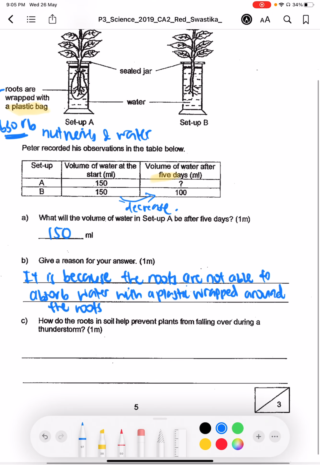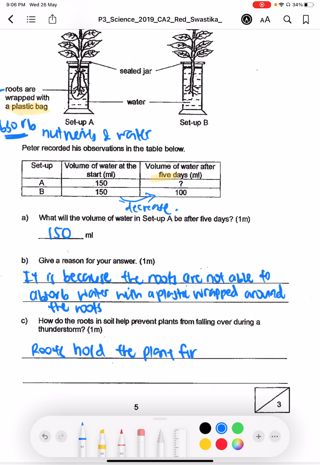How do the roots in soil help prevent plants from falling over during a thunderstorm? So, roots in soil. So what is the function of the roots again, other than to absorb the nutrients and water from the ground? It is actually to also hold the plant firmly to the ground so that it will help to prevent the plant from falling over during a thunderstorm. So this is actually the answer.